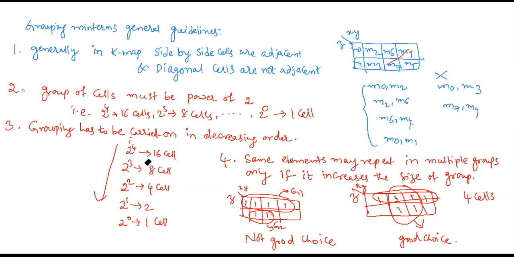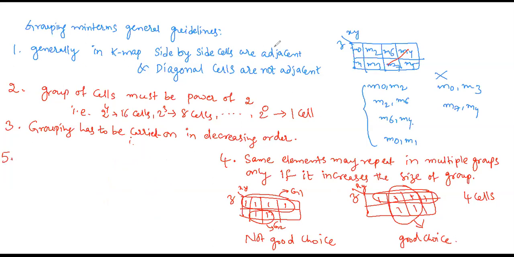Next, last point. Don't care conditions. As a general guideline, I am giving this point here. We will discuss this point later in the coming classes. You don't know about the don't care condition yet. I will explain later, but let me keep this point here.